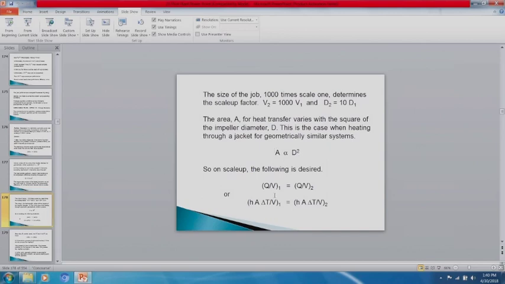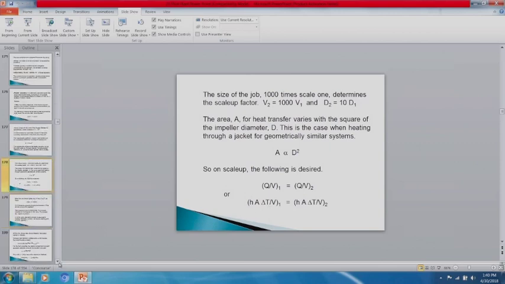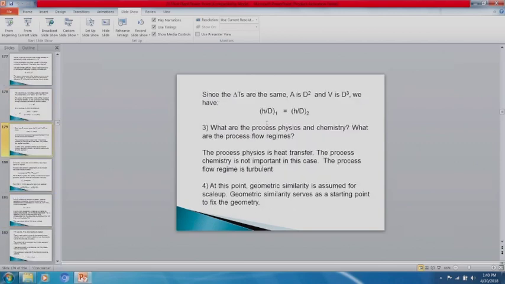We plug in: volume is d cubed, area is d squared. We're going to claim that the driving force for heat transfer, this delta T, is the same. Okay? The end result of the equation is the heat transfer coefficient divided by diameter 1 equals the heat transfer coefficient divided by diameter 2. What are the process physics and the chemistries? What are those flow regimes? Process physics is heat transfer. Chemistry is not important. Flow regime is turbulent. Geometrically similar systems are going to be fixed. Geometric similarity serves as a starting point for the scale up.